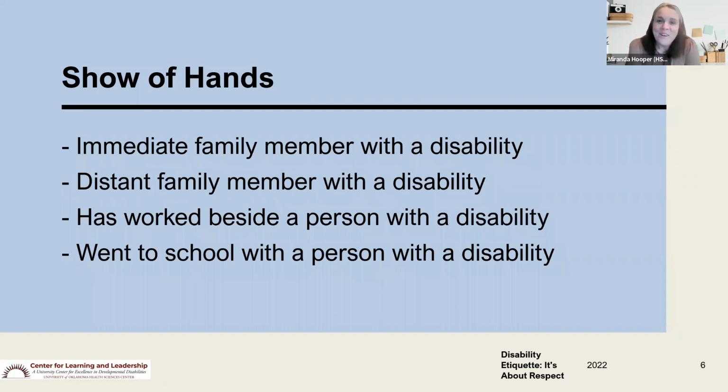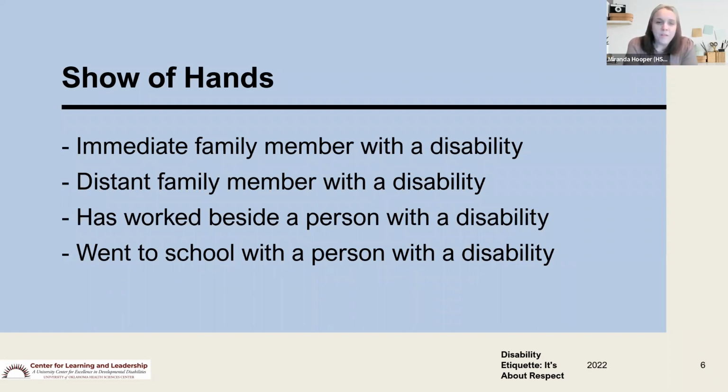So right now, this is something you can think about, whether you're watching this by yourself or with a group: whether you have an immediate family member with a disability. Wanda, if you and I will be our show of hands for the example. So Wanda, do either you or I have an immediate family member with a disability? Yes, we just identified that. How about a distant family member with a disability? Yes, we both have that.